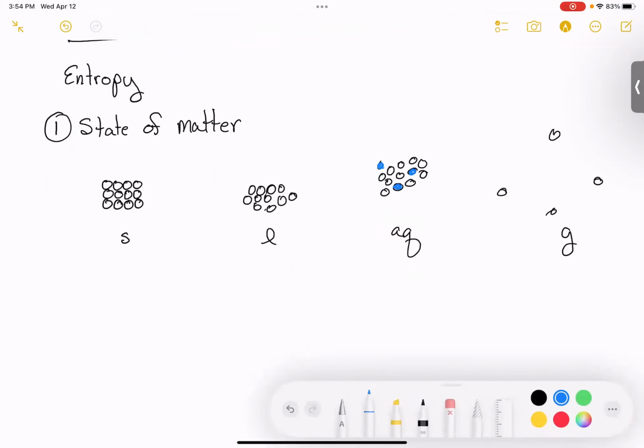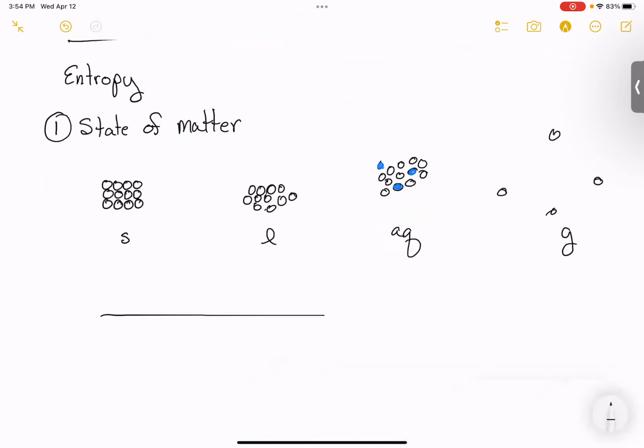So, with respect to entropy, your gases would be moved towards the positive side of entropy. Your solids are not very favorable.